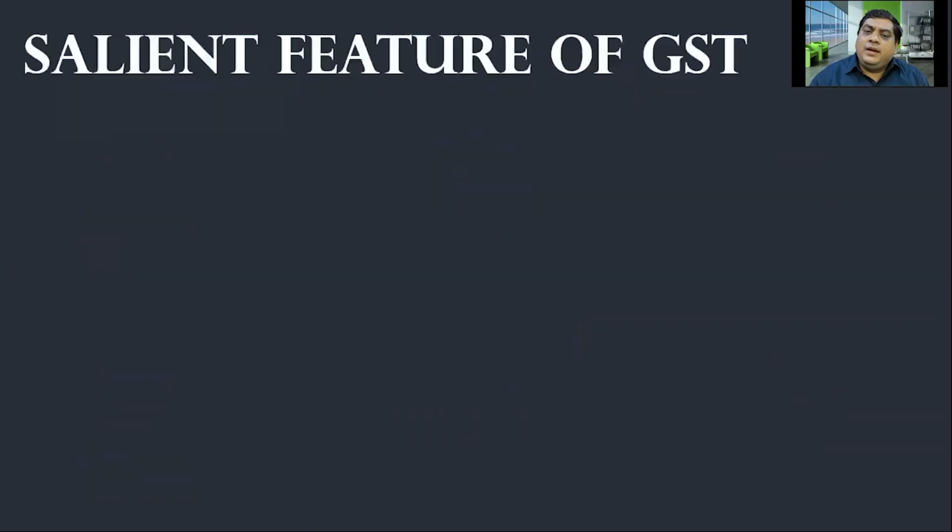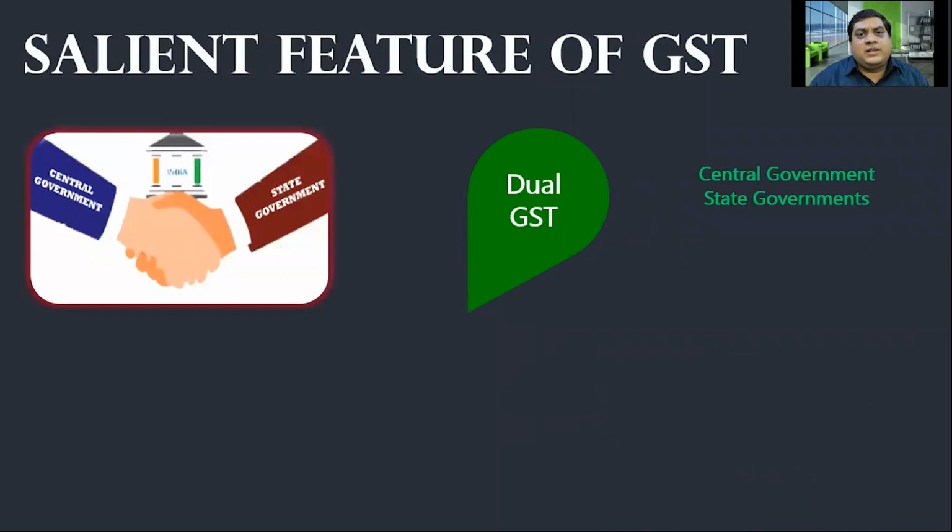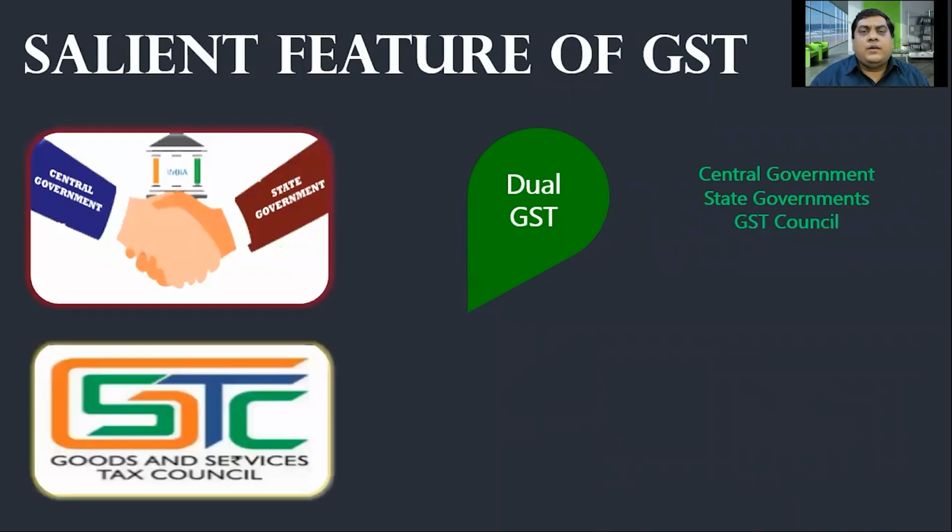Now moving ahead, let's try to understand the salient features of the GST that has been introduced in India. Number one, as we have seen in the animation, our GST is a dual GST, that is both the central government and state government have the right to levy this tax. However, we have GST Council, which makes sure that unanimous decisions are taken by the central government and the various state governments so that there is no ambiguity in the GST law.